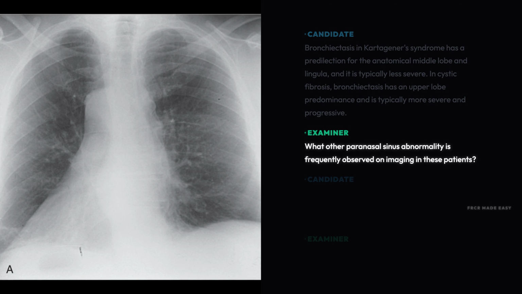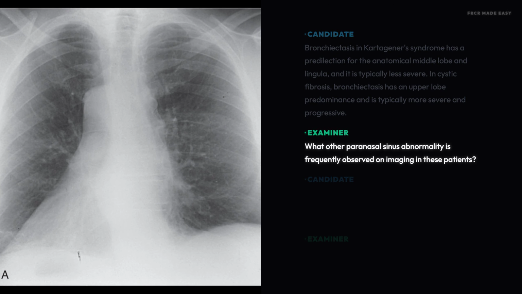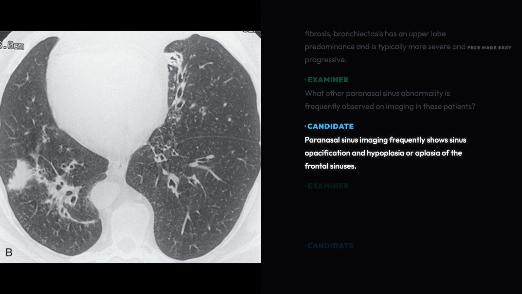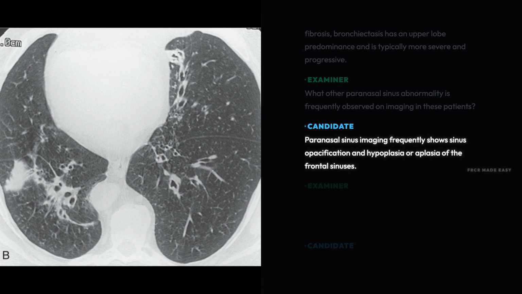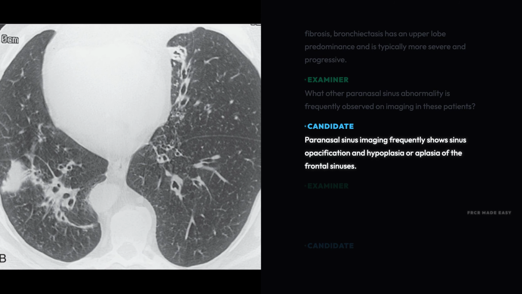What other paranasal sinus abnormality is frequently observed on imaging in these patients? Paranasal sinus imaging frequently shows sinus opacification and hypoplasia or aplasia of the frontal sinuses.